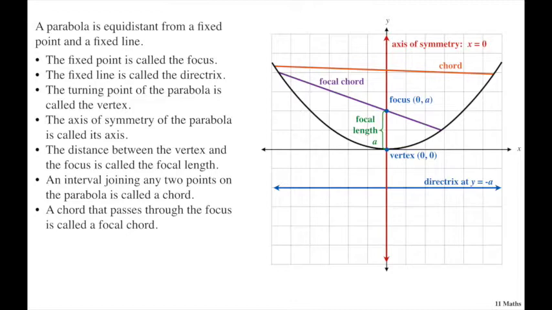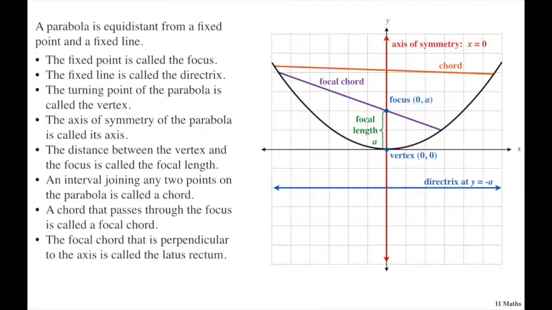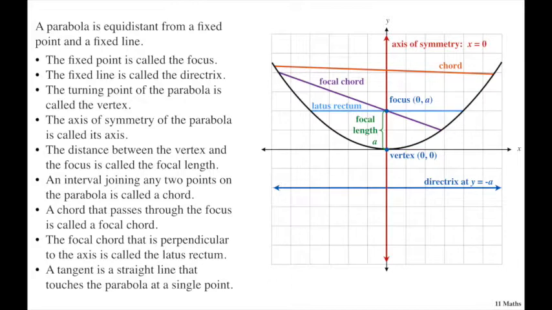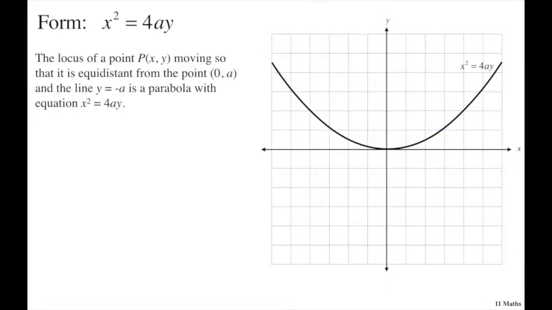And the last special name that we have is the latus rectum. It's parallel to the directrix and goes through the focus, or it's perpendicular to the axis of symmetry and goes through the focus. So there's our latus rectum. And the last thing is a tangent. A tangent touches the parabola at a single point, and here's an example.